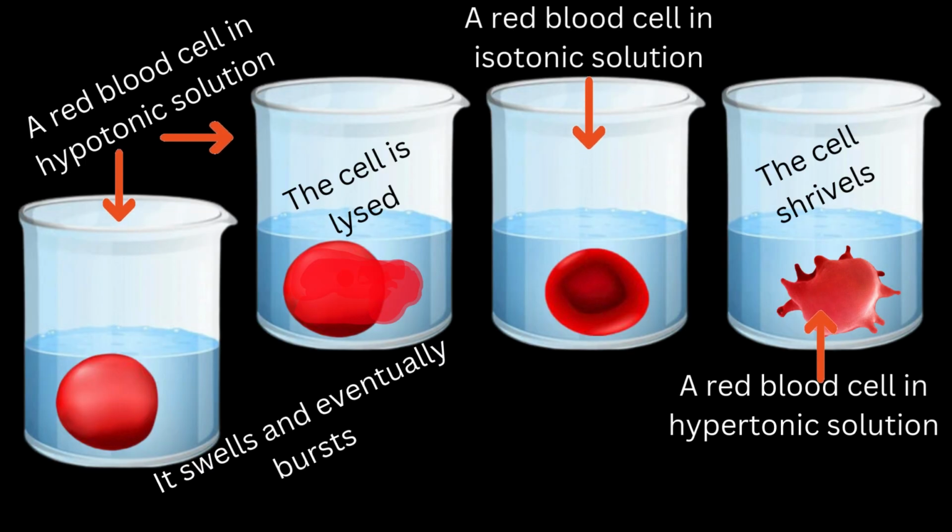If an animal cell is placed in a hypotonic solution, it will gain water, swell, and eventually burst. The cell is said to be lysed. If the cell is placed into a hypertonic solution, it will lose water and shrivel up.